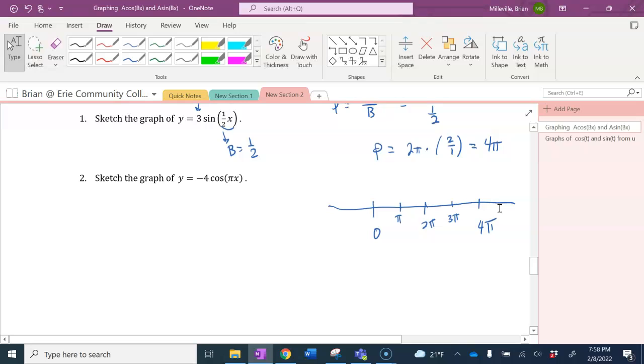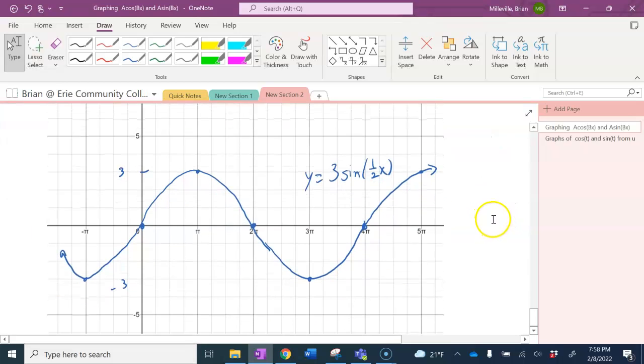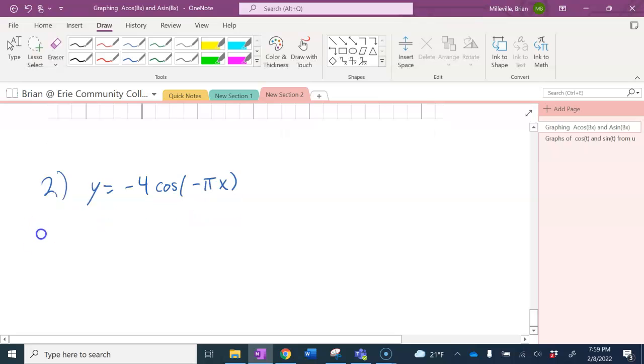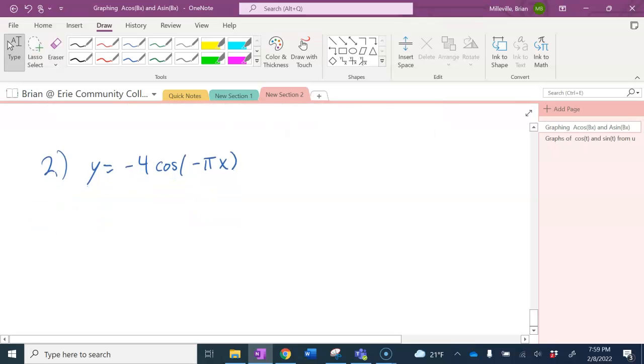The next one we want to do is y equals negative 4 times cosine of pi x. So let's write that down below, and then we'll start to analyze that. So the second example we want to look at is negative 4 times cosine of pi x. All right, so now we've got to, again, go through the same steps. Identify the amplitude and the period.